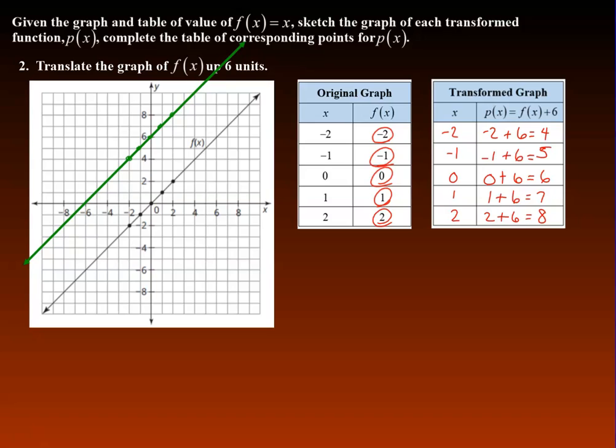So hopefully on your table you got -2, 4, -1, 5, 0, 6, 1, 7, and 2, 8. And so on the table, your first point should be at -2, 4, -1, 5, 0, 6, 1, 7, and 2, 8. And with that, that's how you translate the graph of f of x up, or that's how you translate functions and make tables that complete tables of corresponding points.